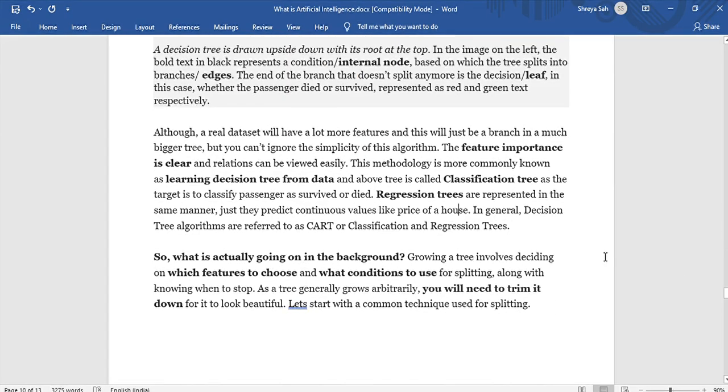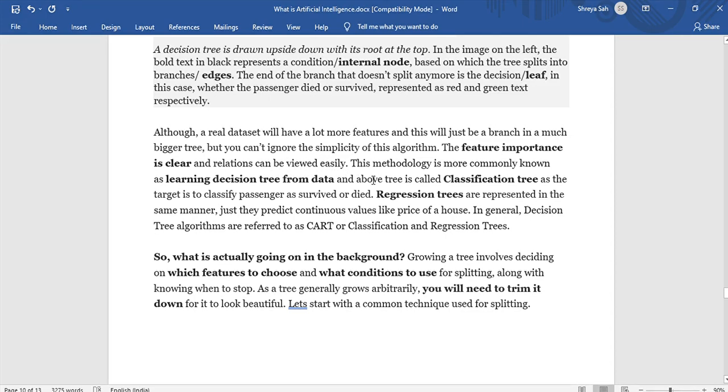Now, although a real data set will have a lot more features, obviously, as we see in data, if you go to kaggle.com and check out any data set, you will see that there are many independent variables which ultimately determine what the dependent variable will be. So in a real data set we'll have a lot more features, and this will just be a branch in a much bigger tree, but we can ignore that for simplicity in this particular algorithm. So the feature importance is clear and relations can be viewed easily.